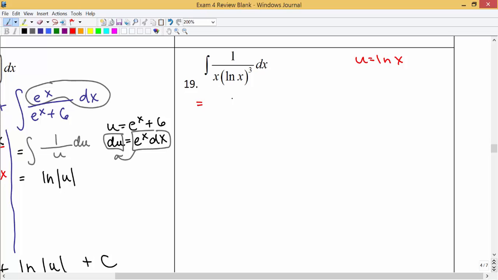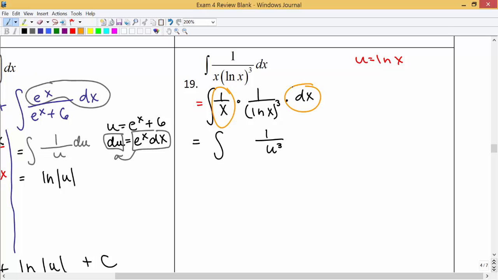Let's rewrite this a little bit before we go further. Keep in mind that we can write this as 1 over x times 1 over ln of x cubed times dx. So I can separate the original integral like this. So what we actually have then when we go to do the substitution is something like this. We can replace ln of x with u. So we have 1 over u cubed. So the extra portion that we have floating around is 1 over x dx.